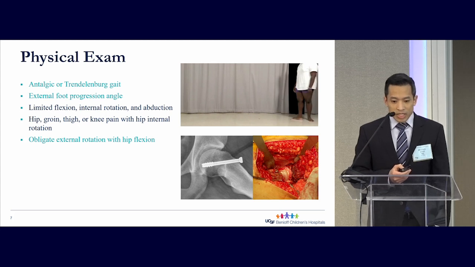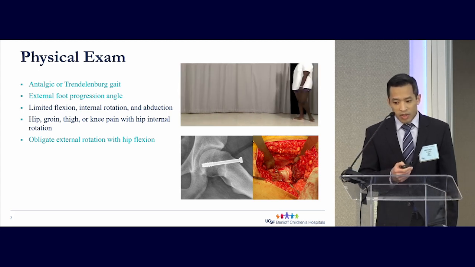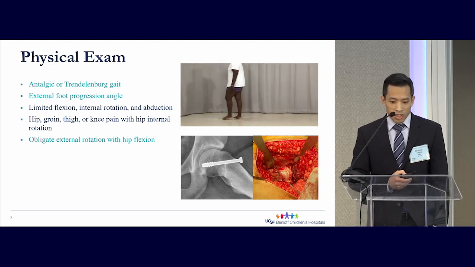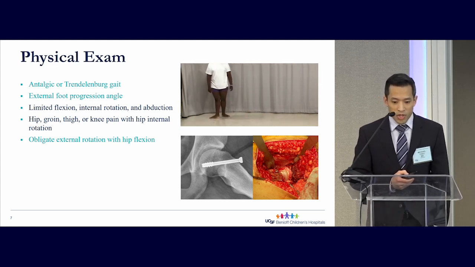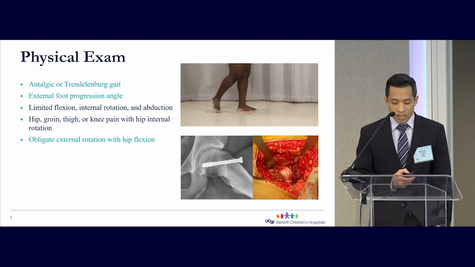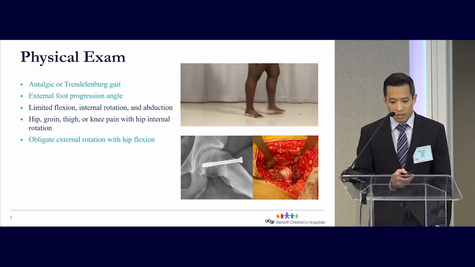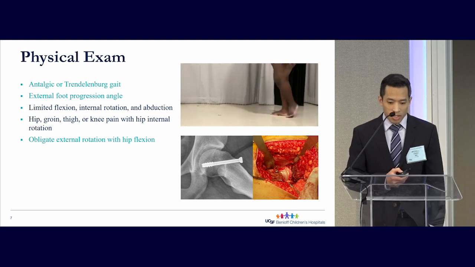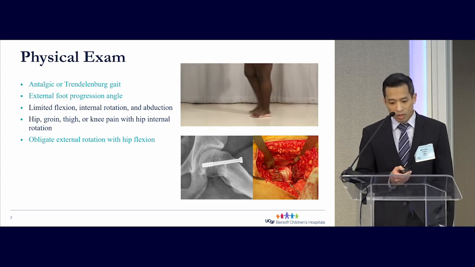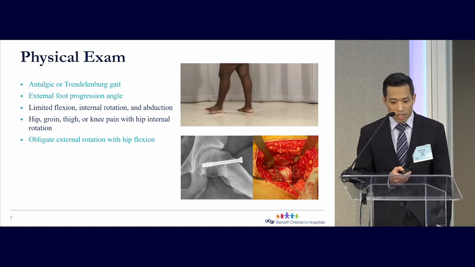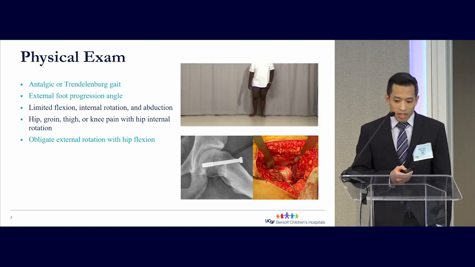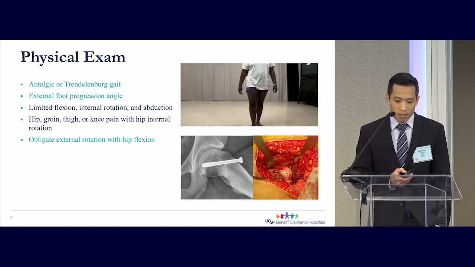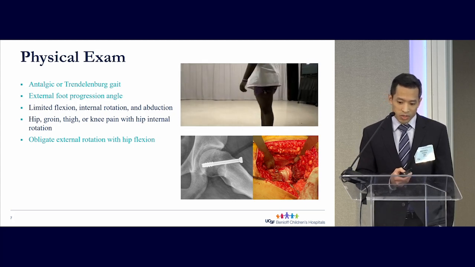On physical exam, patients can present with a painful antalgic gait or Trendelenburg lurch. They can present with an external foot progression angle. They typically have limited flexion, internal rotation, and abduction of the hip. With hip internal rotation, they can complain of hip, groin, thigh, or knee pain. They typically also exhibit the characteristic obligate external rotation with hip flexion.